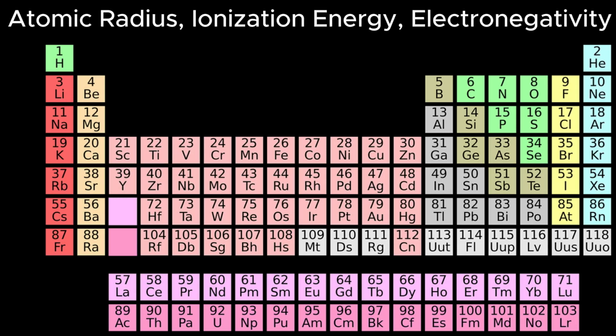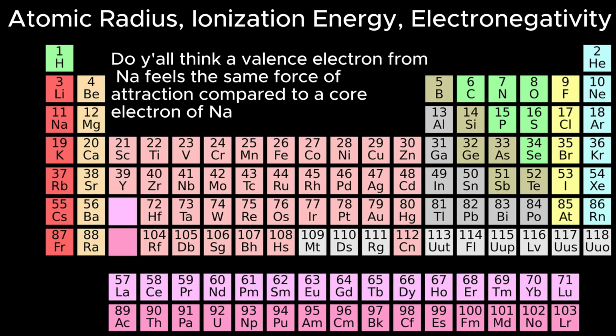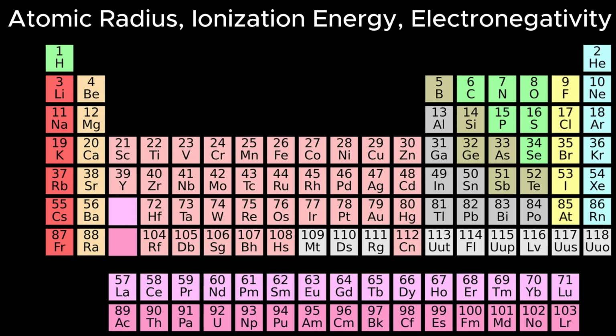Well, let me ask you guys a question. Do you think a valence electron from, let's say, Na is feeling the same pull from the protons in Na as, let's say, a core electron of Na? No, because the valence electron is further away. So, how do we calculate the actual force of attraction that the valence electron experiences? How do you calculate that?